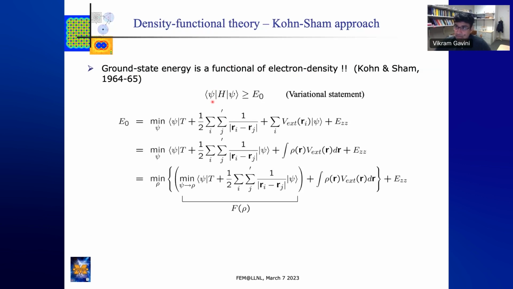The energy of any system, which is described by the many-body wave function psi, is given by <psi|H|psi>, and that will always be greater than or equal to the ground state energy E naught.